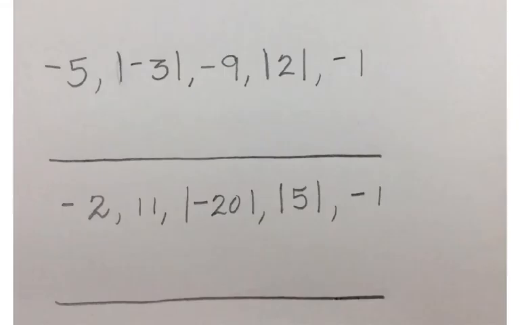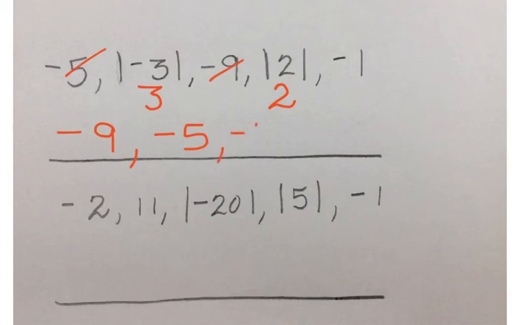All right, now we're going to order when it's involving absolute value. First thing I would encourage you to do is go ahead and find the absolute value. So that would be 3. Absolute value of 2 is 2. Then I can easily put those in order. Okay, so the number furthest away from 0 is negative 9. Then negative 5. You may want to kind of cross those out so you know that you've used them all. The next one is negative 1. Okay, the next one is the absolute value of 2. And then the absolute value of 3, negative 3.